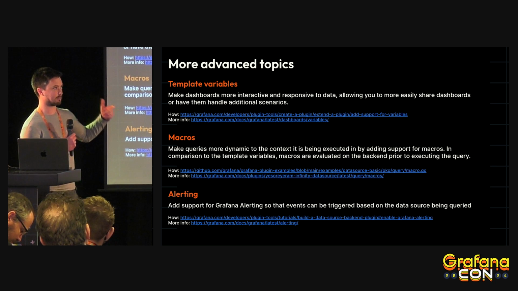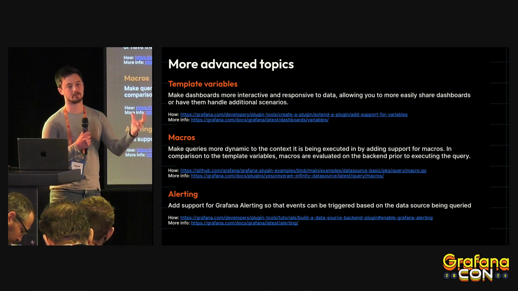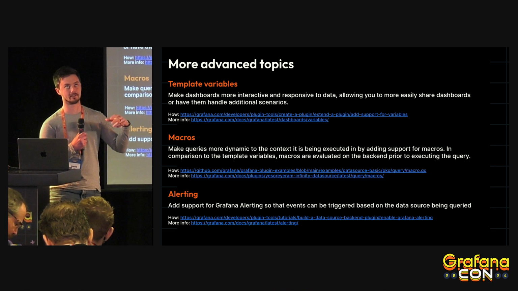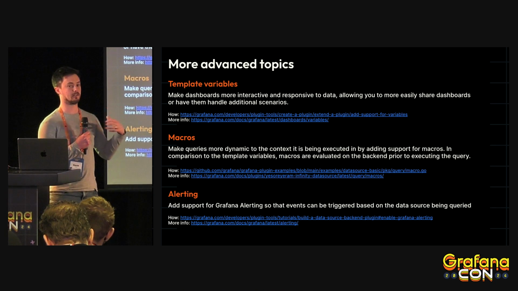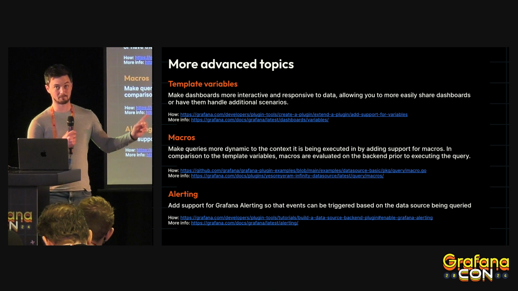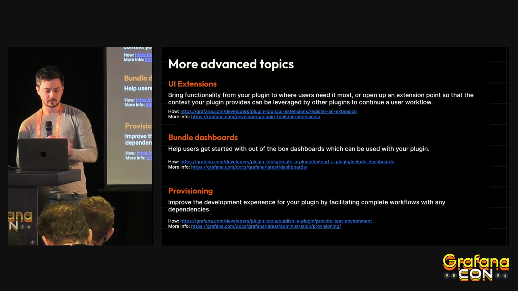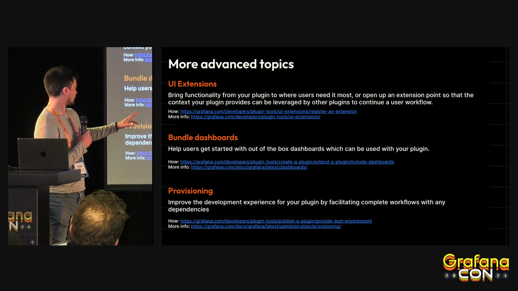Macros are similar to template variables, but they're executed on the back end, and it makes the query more dynamic. So you can respond to changes in the time picker, like, what is your dashboard meant to be looking at? Alerting, you literally just have to add backend equals true, alerting equals true in your plugin JSON, and you're good to go. UI extensions we've covered.